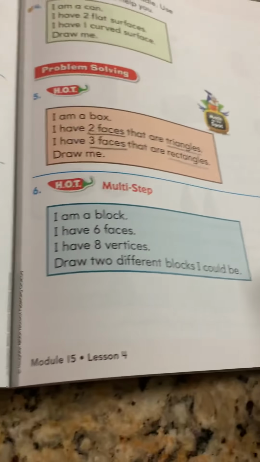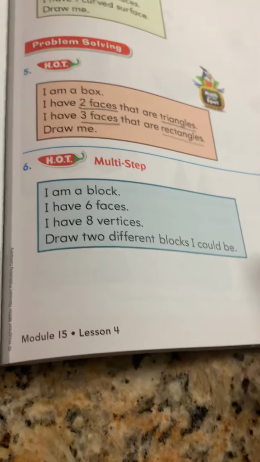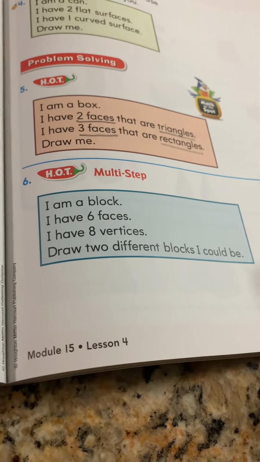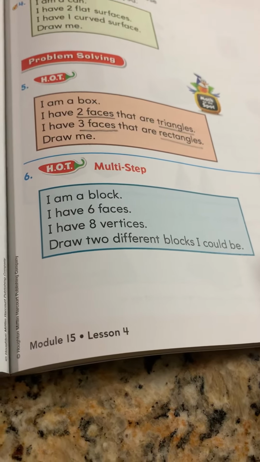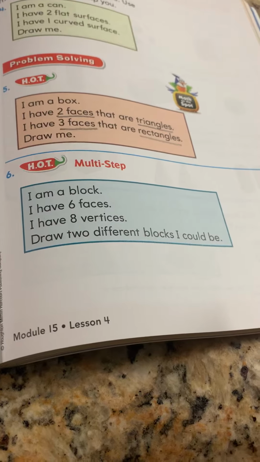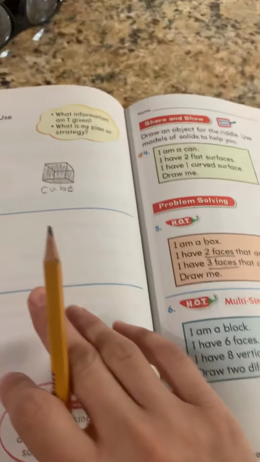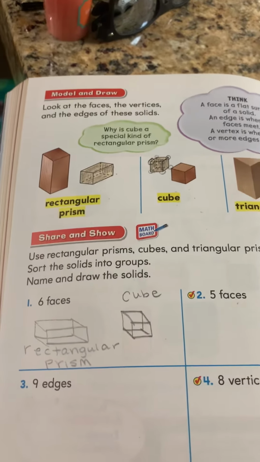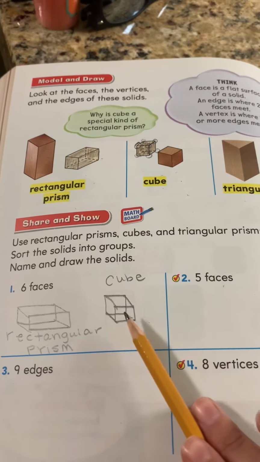Okay, this number 6, another hot chili pepper. I am a block. I have 6 faces. I have 8 vertices. Draw 2 different blocks that I could be. Again, I'm going to look back. We talked about this yesterday. Right here on number 1.